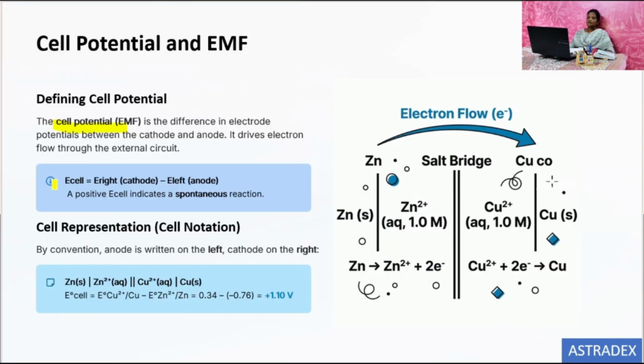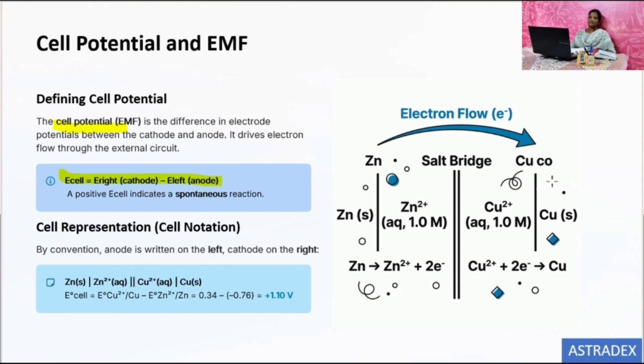Coming to E cell, how can we calculate E cell? This is the formula. We simply say E cell equals E cathode minus E anode, C for cathode and A for anode. Or else we can write it as E right minus E left, R for right and L for left.